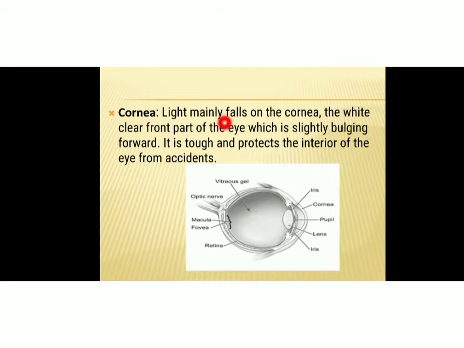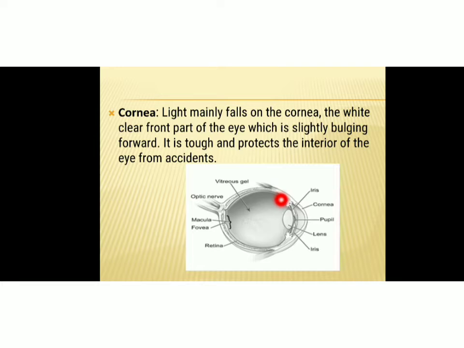Now, let's discuss the different parts of the human eye. The first part that we are going to discuss is the cornea. Can you see the cornea here? This is the cornea, the outermost part of the eye. Light mainly falls on this cornea, the white clear front part of the eye. All of you can see a white clear part in your eye, isn't it? That is the cornea, and it is slightly bulging forward. Just go through your eyes, you will understand that.